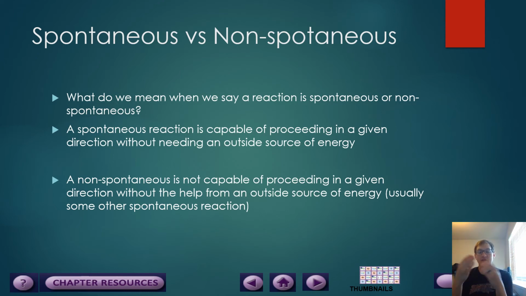That means that it is either in an environment or requires some extra help in order to occur. Otherwise, those two molecules or elements are just going to sit there and not react until they get that help. So what they usually do is pair a non-spontaneous reaction with a spontaneous one, and the energy from the spontaneous one will give enough energy to the non-spontaneous one to happen, in sort of a chain reaction situation.